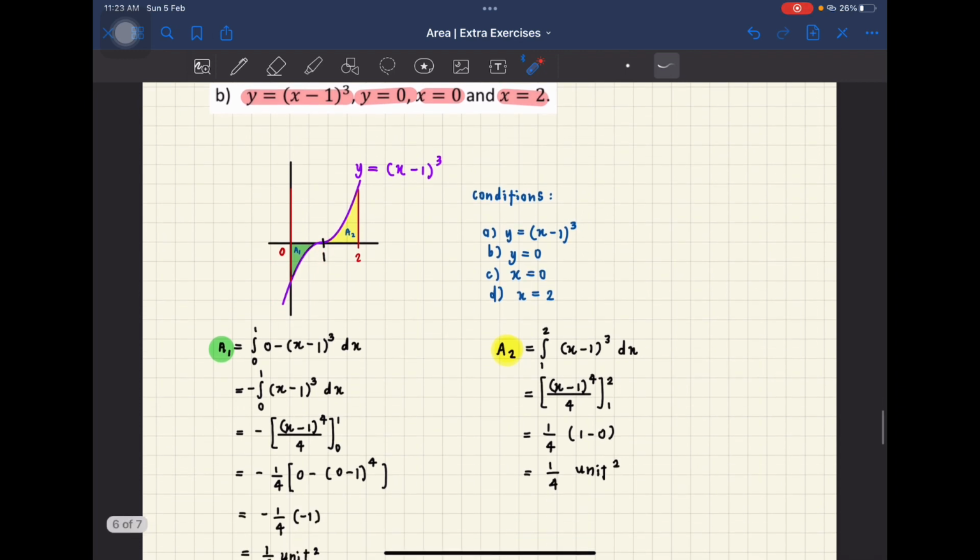Alright, so this one, you don't have to expand it. Okay, tak perlu nak expand this one before awak integrate. Macam mana nak integrate dia? So kita guna basic integration sahaja. Okay, sebab apa? Sebab dalam ni linear. We have a linear inside here.